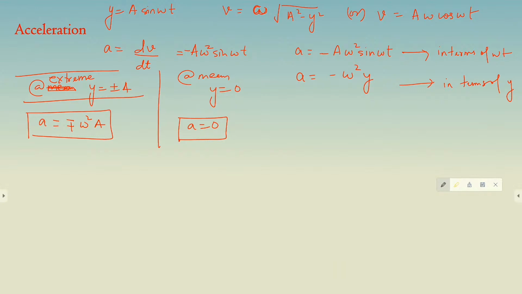We have derived the displacement equation, we have derived the velocity equation, now we have derived the acceleration equation also. Displacement is y equal to a sin omega t. At mean, displacement is 0. At extreme, displacement is plus or minus a. Velocity is omega into root over a square minus y square. At extreme, velocity is 0. At mean, velocity is plus or minus omega a. Acceleration equation is minus omega square y. At mean, acceleration is 0. At extreme, acceleration is plus or minus omega square a.